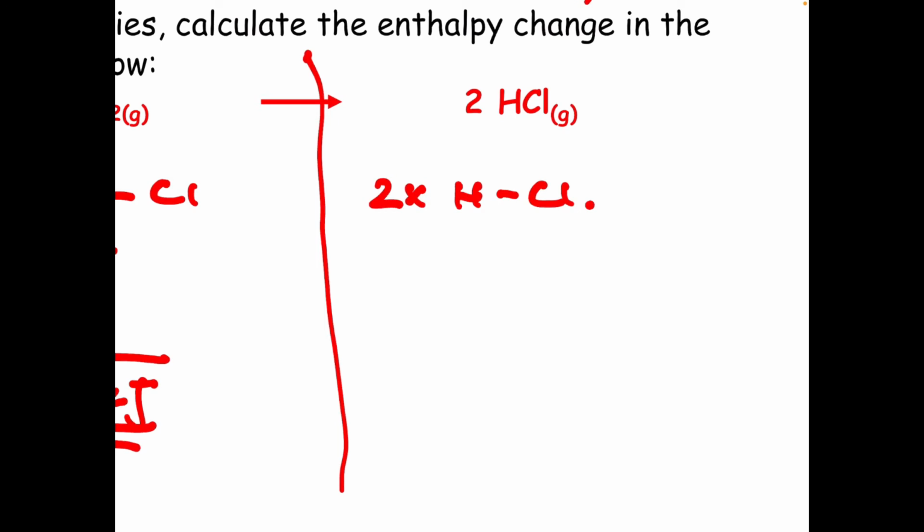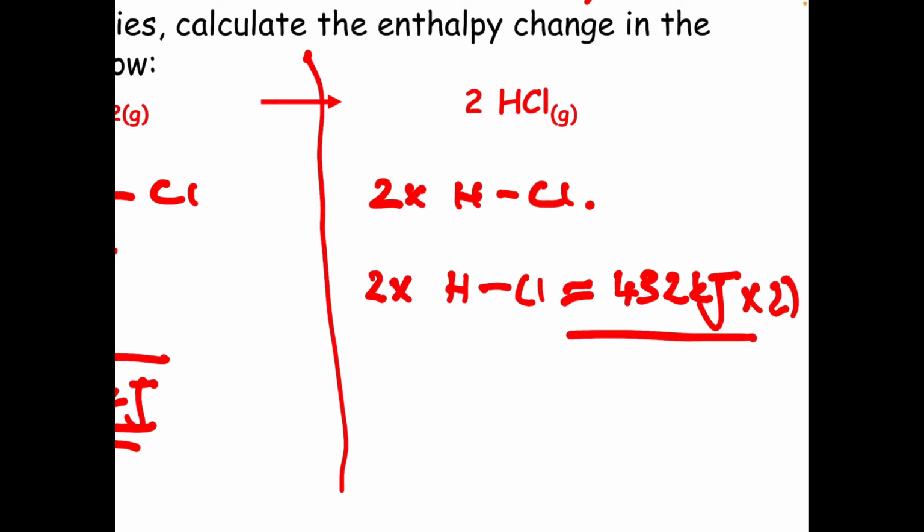Let's look at the product side where we're making the bonds. Remember, this is negative, it's going to be exothermic. We have got 2 of those hydrogen and chlorine bonds. Okay, so that's 2 times a wee HCl bond. And in the data booklet, the enthalpy for the HCl bond is actually 432 kilojoules. If I times that by 2, that ends up to be minus 864 kilojoules.